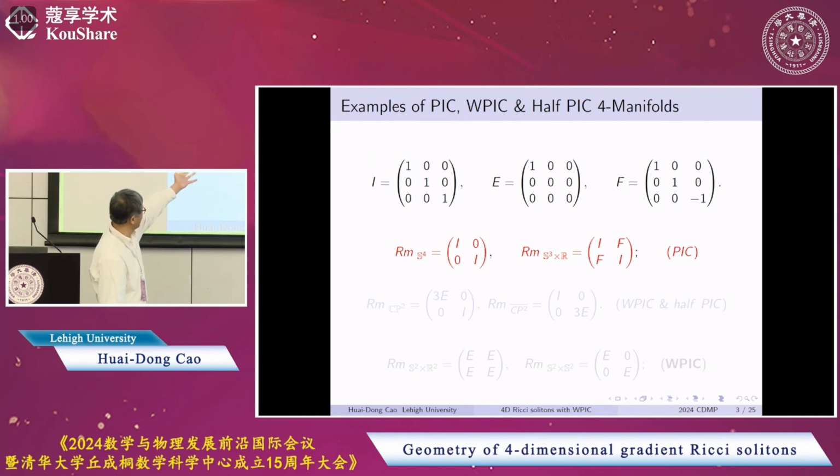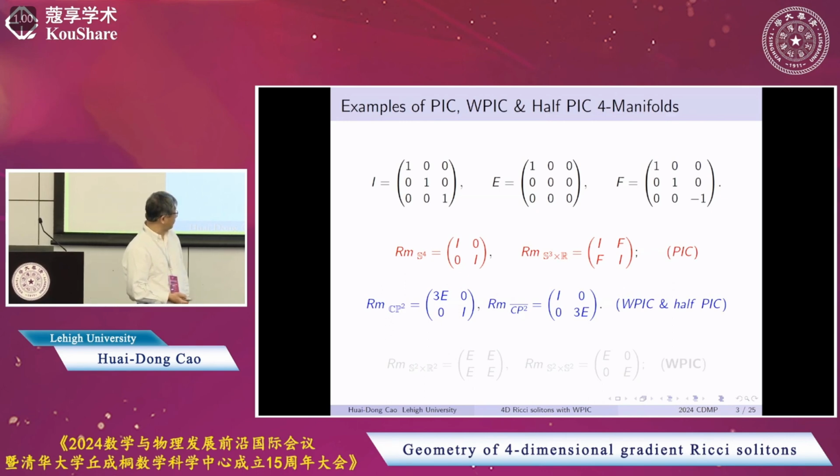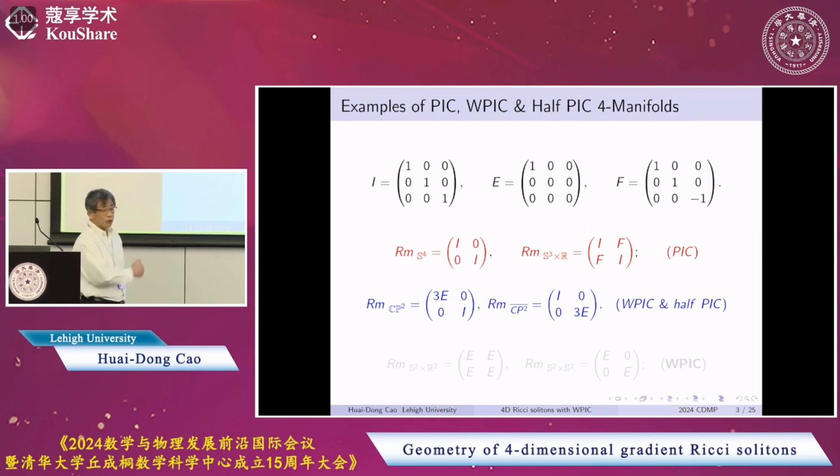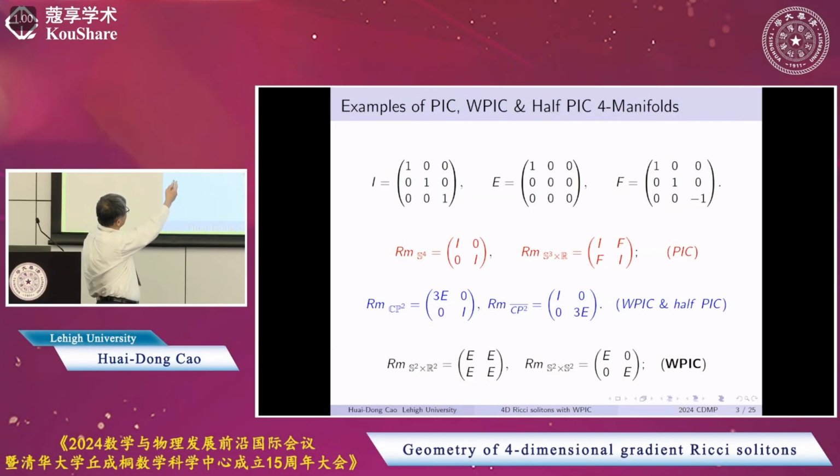And so the A matrix, of course, in this case, S4 is Einstein for sure, a constant sectional curvature space form. You get the least eigenvalues of these are exactly 0, and so these are the standard examples.